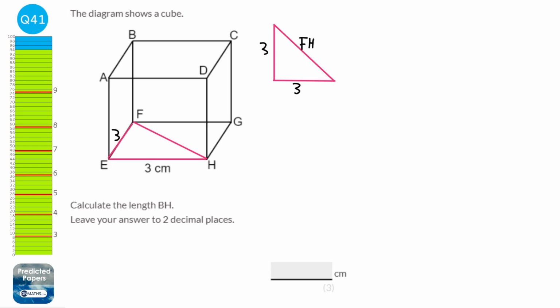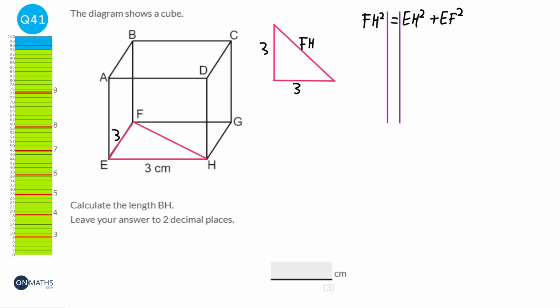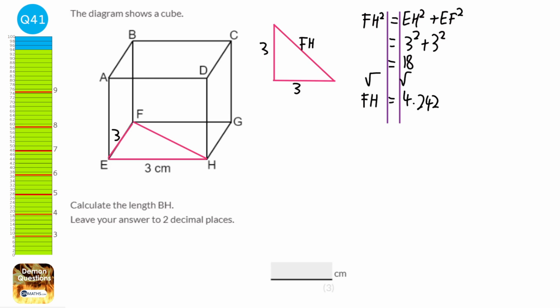length FH. We know we're going to use Pythagoras for it, because we've got a right angle triangle and we've got two sides and we're looking for the third side. So that's going to be EH squared plus EF squared. Let's get our tram lines in. So that's going to be 3 squared plus 3 squared, which is 9 plus 9, which is 18. Square root both sides, find out what FH is, which is going to be 4.242 recurring. We could have left it as square root 18.